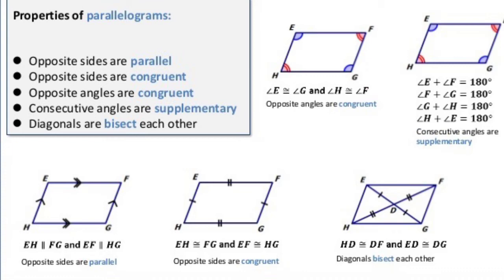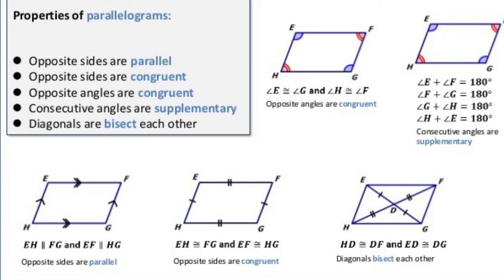In the second figure, consecutive angles are supplementary, meaning angle E plus angle F is 180, angle F plus angle G is 180, angle G plus angle H is 180, and angle H plus angle E is 180. Opposite sides are parallel, meaning side EH is parallel to FG and EF is parallel to HG. Opposite sides are congruent: opposite side EH is congruent to FG and EF is congruent to GH.